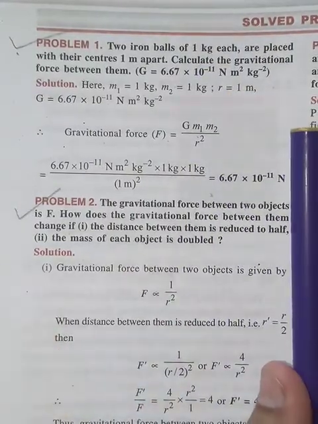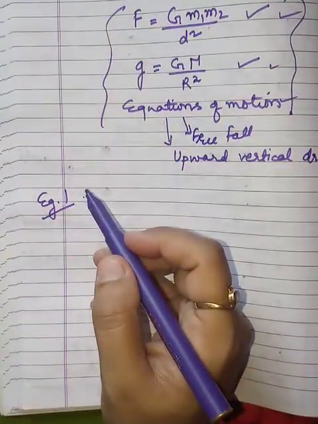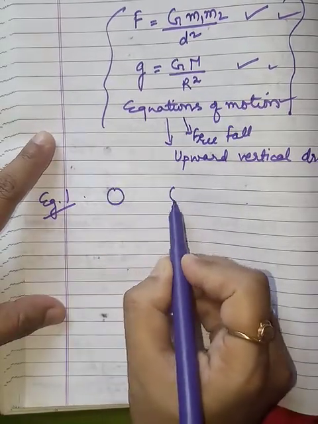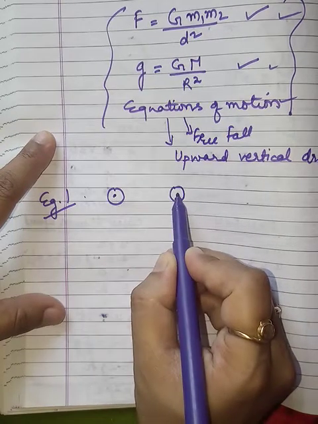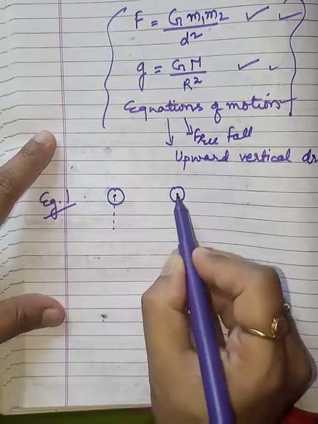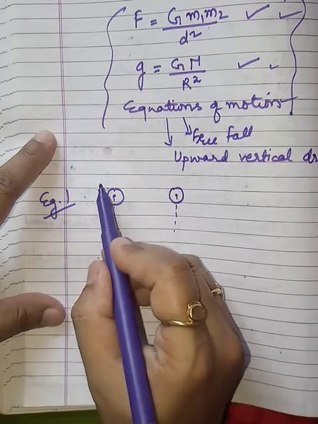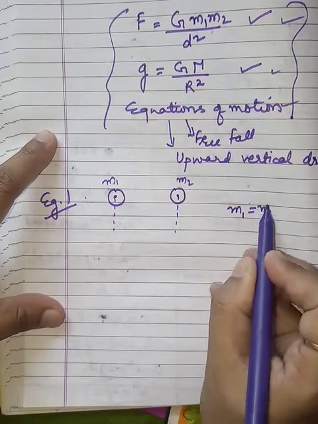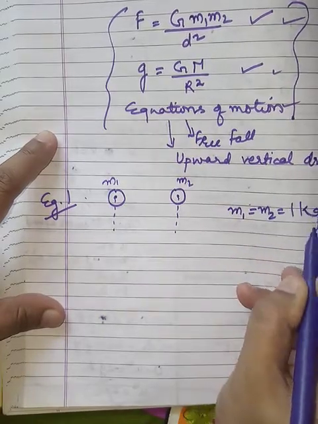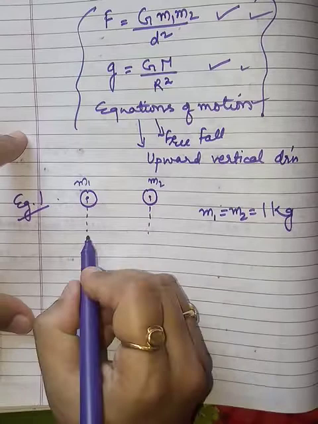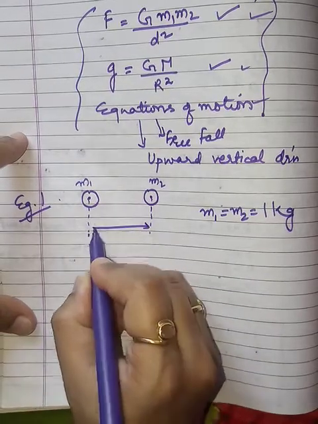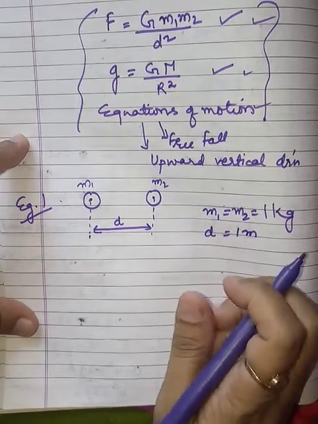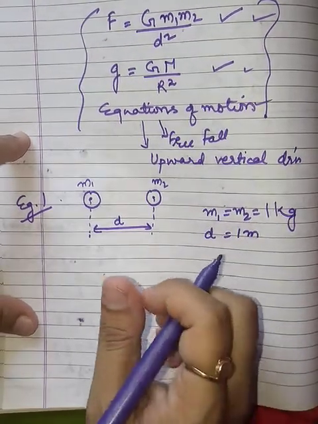So let us solve this question. So example 1 that I am taking, it is given two iron balls. So center to center distance is also given. So from center to center, two iron balls having masses m1 and m2. Here in the question m1 and m2 are 1 kg each, so that is given, 1 kg. Distance center to center, that should be d, where d is equal to 1 meter. Okay, that is given. Fine.